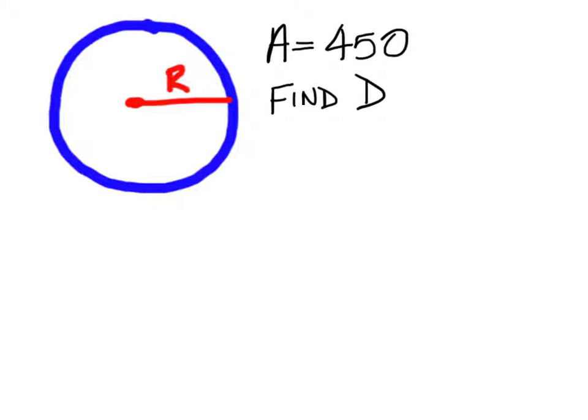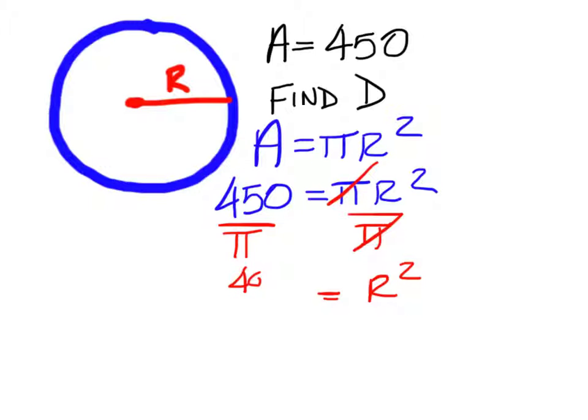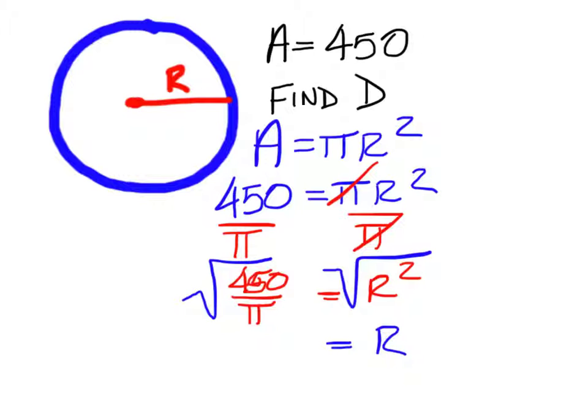Now this one you're given the area again. So write out A equals pi r squared and plug in the 450 where you see an A. Then divide both sides by pi, and they cancel out on the right. On the left, you're left with this. Now to get r by itself, you need the square root of both sides, so the r stays by itself on the right. Let's just leave this the way it is here.